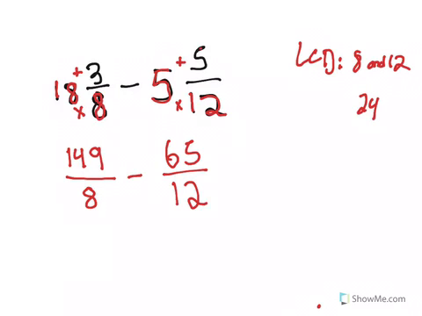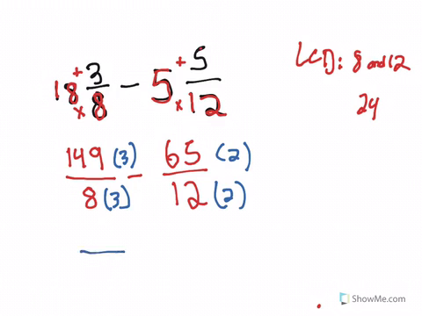8 times 3 gives you 24. 2 times 12 gives you 24. So you multiply 8 times what to get 24? Times 3. Whatever you do to the bottom, you must do to the top. On this side, you multiply 12 times 2. Okay, whatever you do to the bottom, you must do to the top. So then you have 24 on the bottom on both sides.